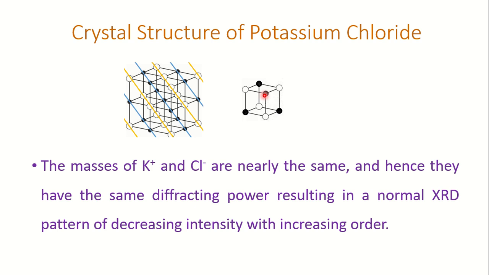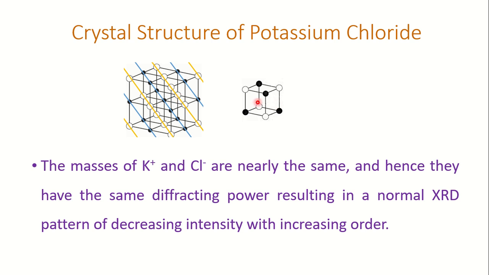Why half KCl molecule? Because this one contributes 1/8, this one contributes 1/8, so there are 4. So 4 into 1/8 means half K+. Similarly, 4 into 1/8 gives half Cl-. Therefore it is half KCl. Total there are 8 small cubes. So 8 into half equals 4. That means there are 4 potassium chloride moieties within one unit cell.